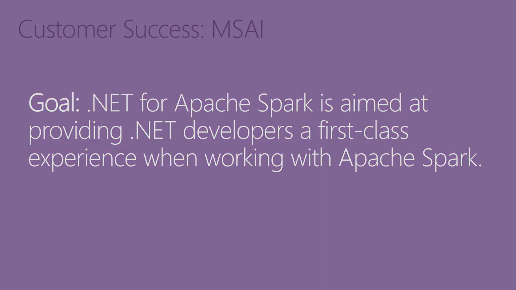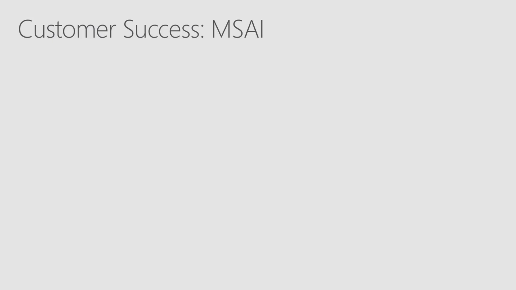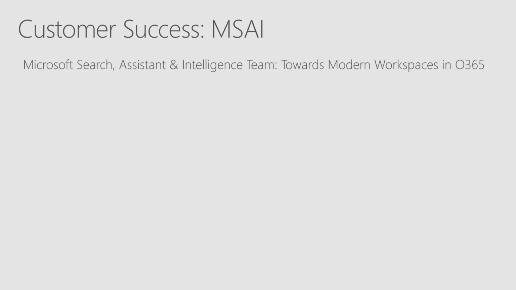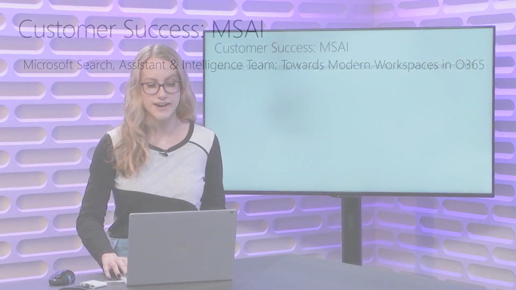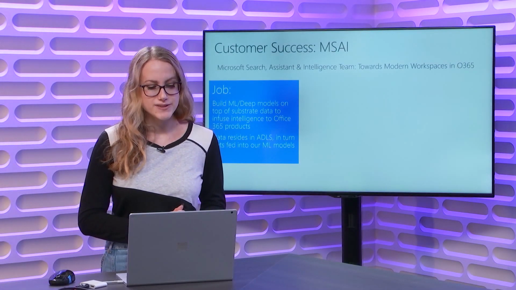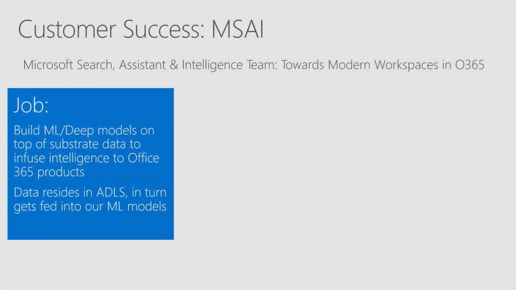Spark. We have had several customers express a lot of interest and actually see success with .NET for Apache Spark. One of them is the Microsoft Search, Assistance, and Intelligence team, who's working towards modernizing workspaces in Office 365. Their job is to work with different ML models on top of substrate data to infuse intelligence into Office 365 products.